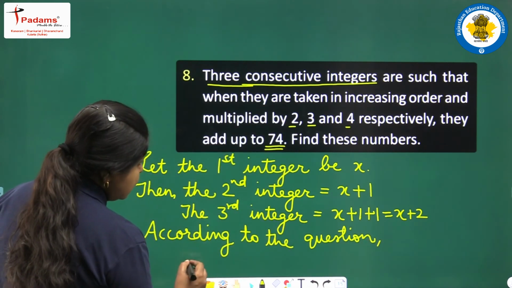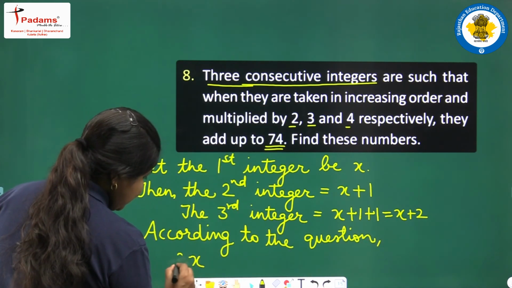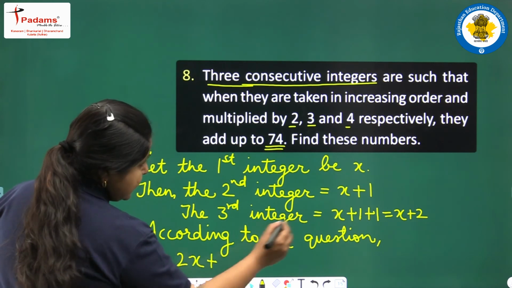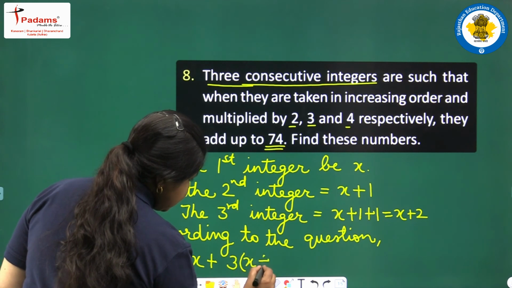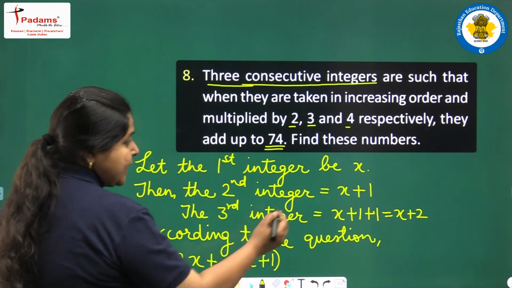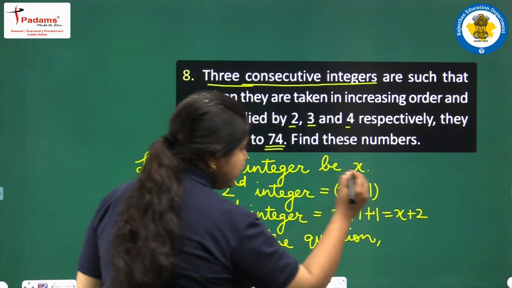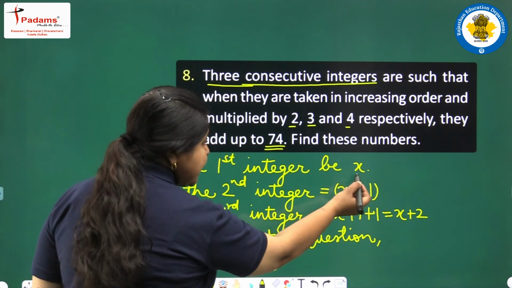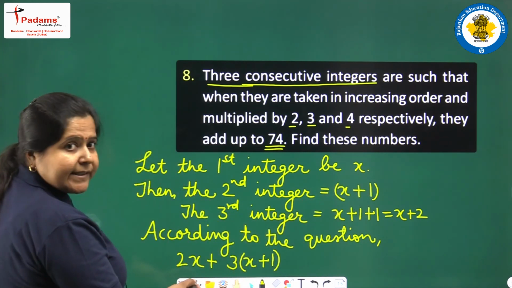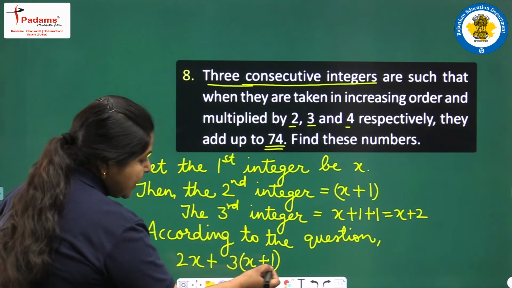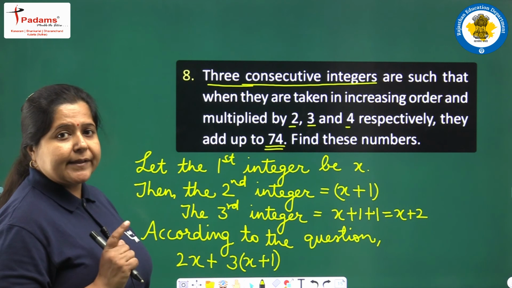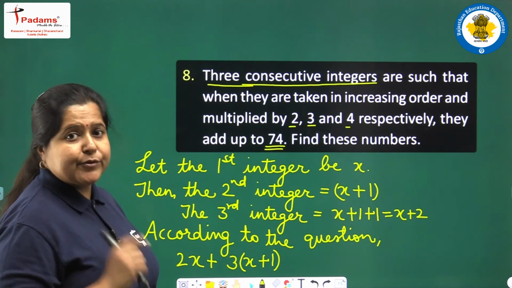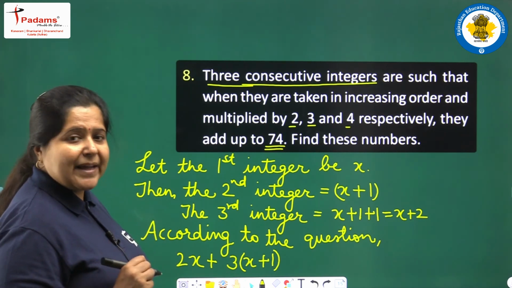Yes, multiply x by 2 plus then x plus 1 by 3. Obviously you will have to enclose it inside a bracket because they are two terms. Since it is a single term, it is not compulsory to give it a bracket, but if there are two terms and we are multiplying, then we need to place one bracket. This should be very clear to you. It is a basic thing in maths.